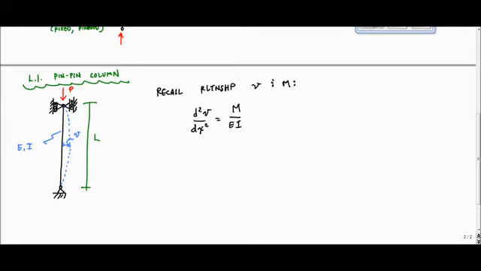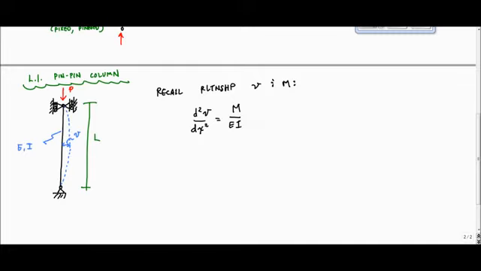Let me think here. Let's use a negative sign because it depends on how I define my coordinate system. Oh, was there no negative sign yesterday? Okay, we'll leave it without a negative sign then.